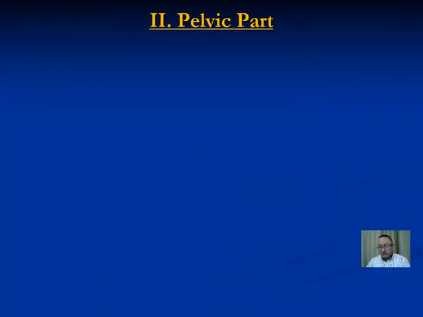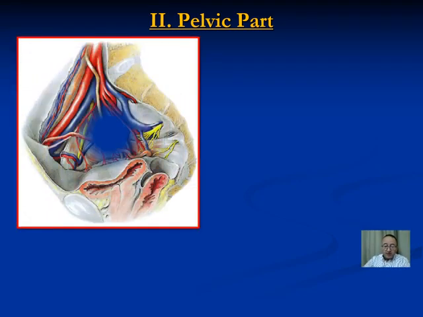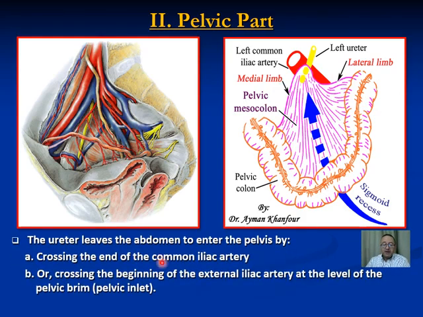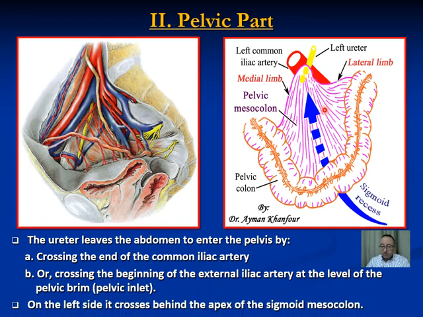What about the pelvic part of the ureter? Look here. There is the ureter. This is the termination of the common iliac artery, and this is the beginning of the external iliac artery. So, the beginning of the pelvic part of the ureter is that of the termination of the abdominal part. We can summarize it by crossing the end of the common iliac artery or the beginning of the external iliac artery. And in addition, on the left side, it crosses behind the apex of the sigmoid or pelvic mesocolon.